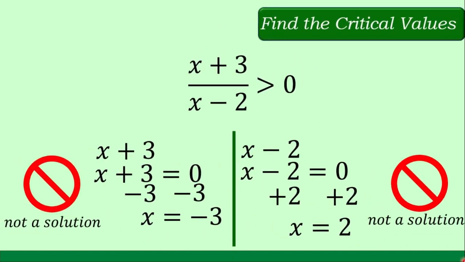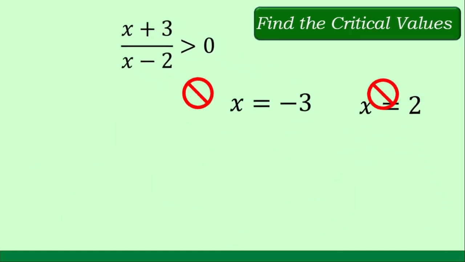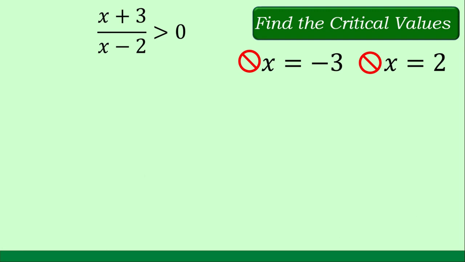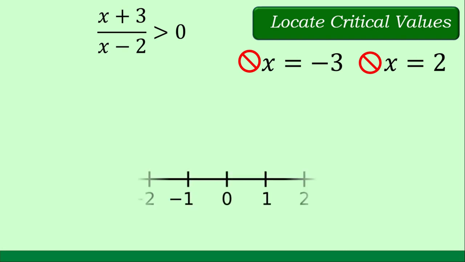There we go. So both our critical values, x is equal to -3 and x is equal to 2, are not a solution. We will remember that. And let's place it here. Now, let's proceed to our next step. After finding the critical values, we are going to locate the critical values. How to do that? Let's draw a number line.